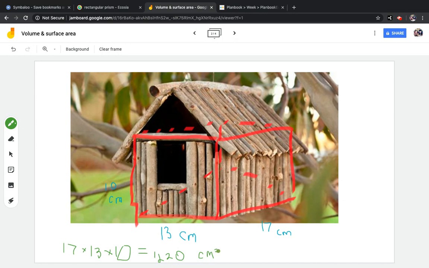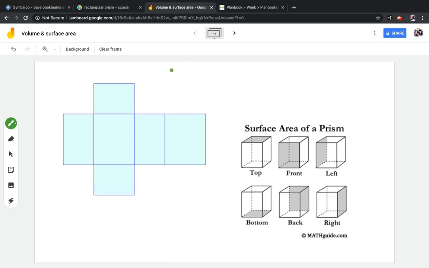Okay. But I want to focus more on the surface area of this. The surface area is basically if you put all the walls together. So surface area is really important with any type of structure. Now, let's look at this a little bit. If I was going to take this birdhouse and unravel it, it would look somewhat like this. Okay, this is called a net. Now, let's look. Each of these lines would be about 17 centimeters according to my measurements.